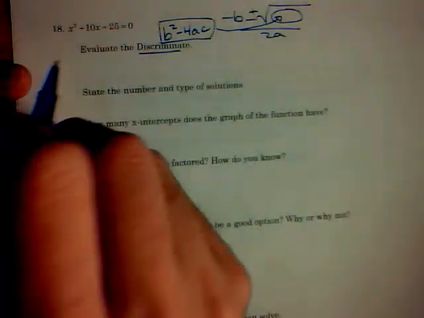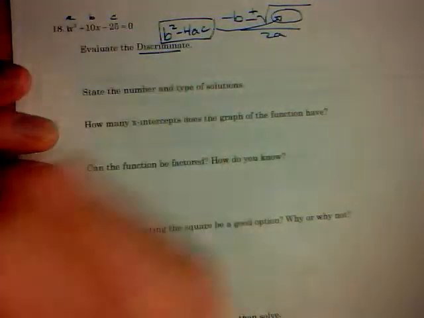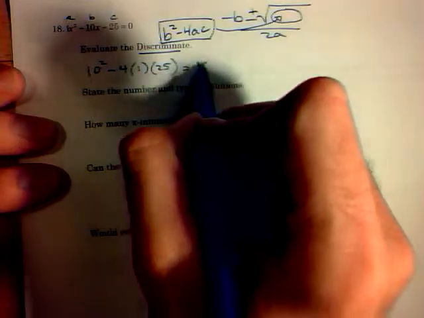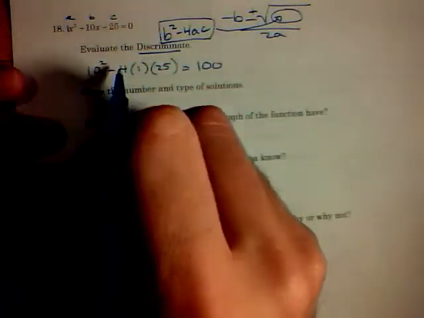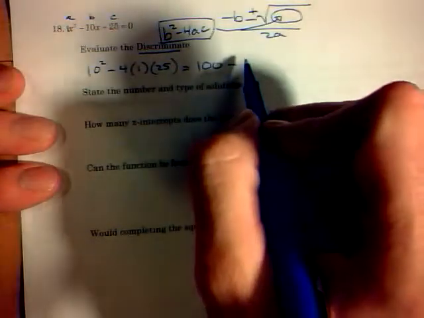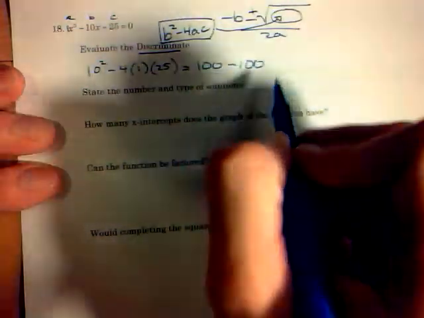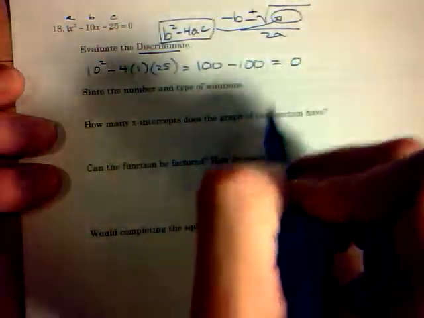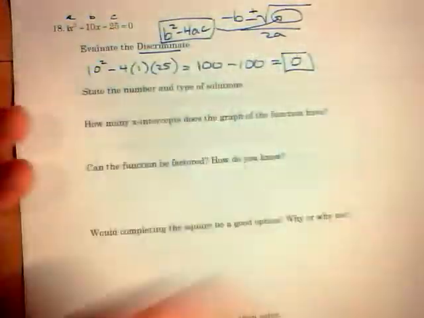So for the discriminant, we've got our a, our b, and our c, and our a here is 1. So b squared will be 10 squared minus 4 times a, which is 1, times c, which is 25. So in this case, we get 10 squared, which is 100, minus 4 times 1 is 4, times 25 is 100. And oh, look at that. That gives us a discriminant of 0.